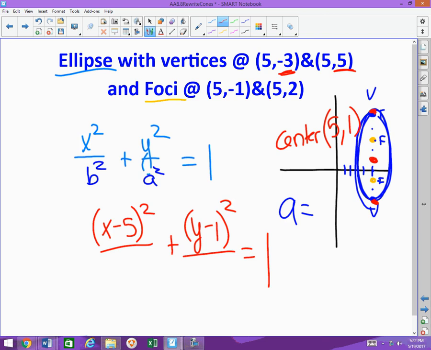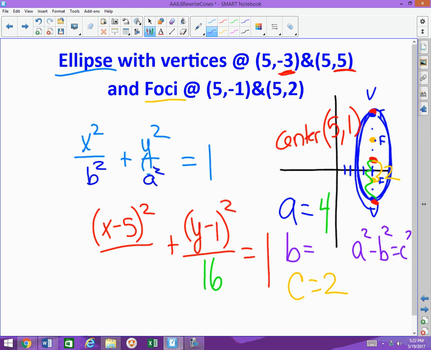And now we know then the distance from a, that distance right there, is 4, which makes this 16, 4 squared. We know the distance from here to there is 2, which is the value of c. So now we have to figure out what is b. And because this is an ellipse, a squared minus b squared equals c squared. So substituting in the values we know, 4 squared is 16 minus b squared equals 4.